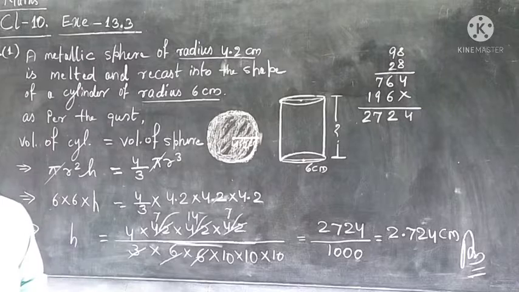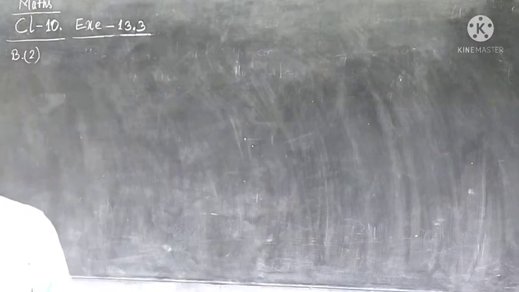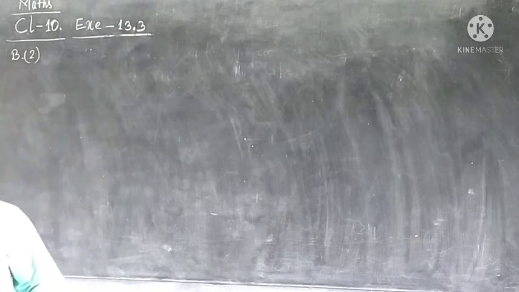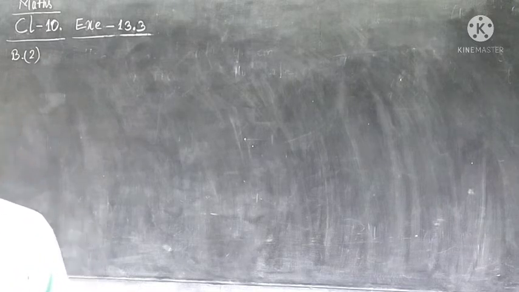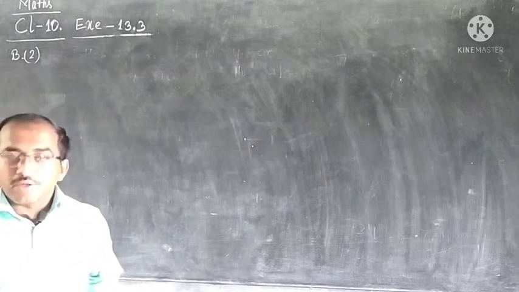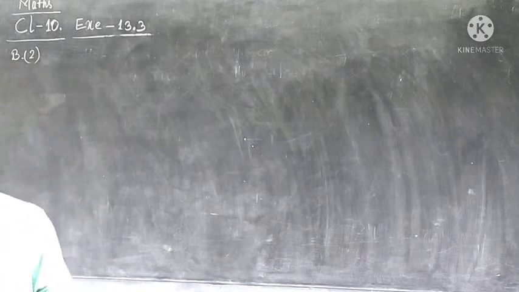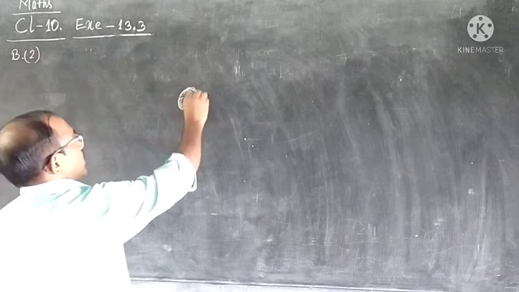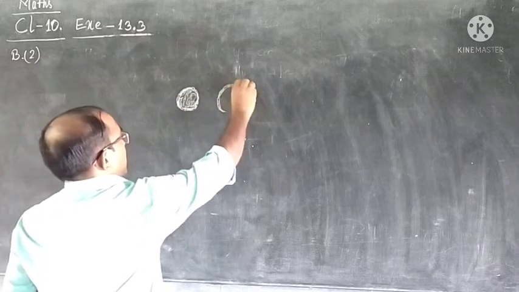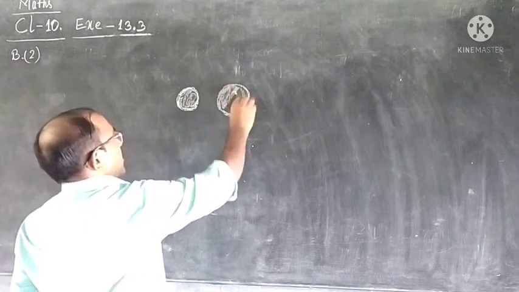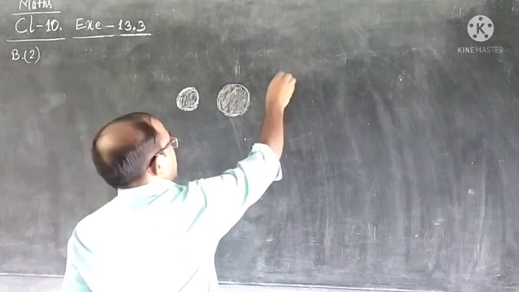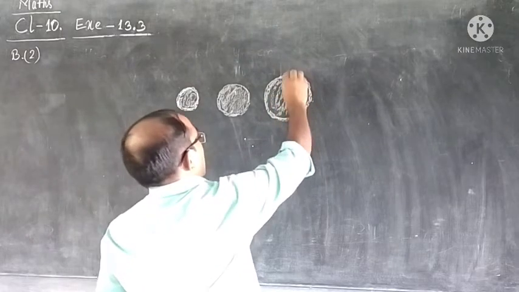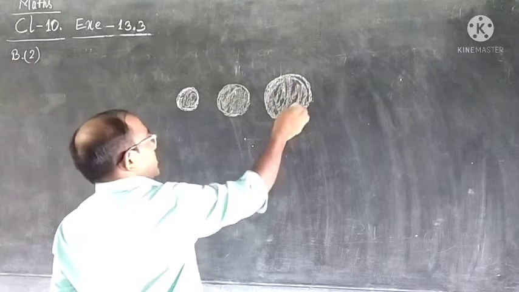Let us go now to question number 2. So, we will read the question first, that is exercise 13.3, continuing with question number 2. Metallic spheres of radii 6 centimeter, 8 centimeter and 10 centimeter respectively are melted to form a single solid sphere. Find the radius of the resulting sphere. So, what we saw in this question, there are 3 spheres. The radii are 6, 8 and 10, that means they are of different sizes, and the third one is a little bigger because the radius is 10. So, these 3 spheres are melted and then a new one is made.